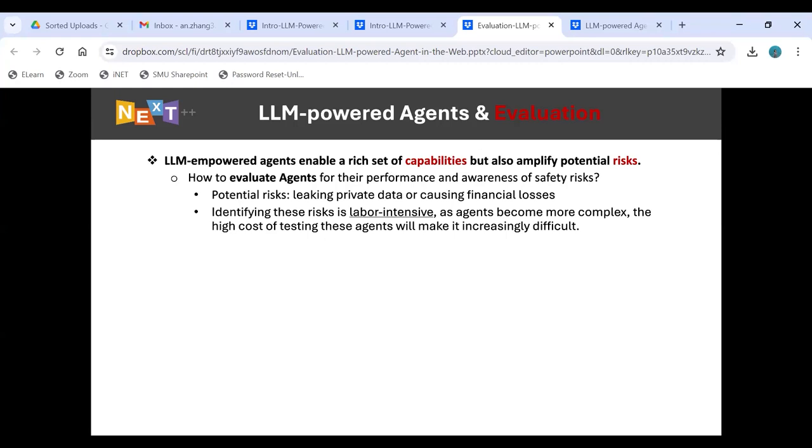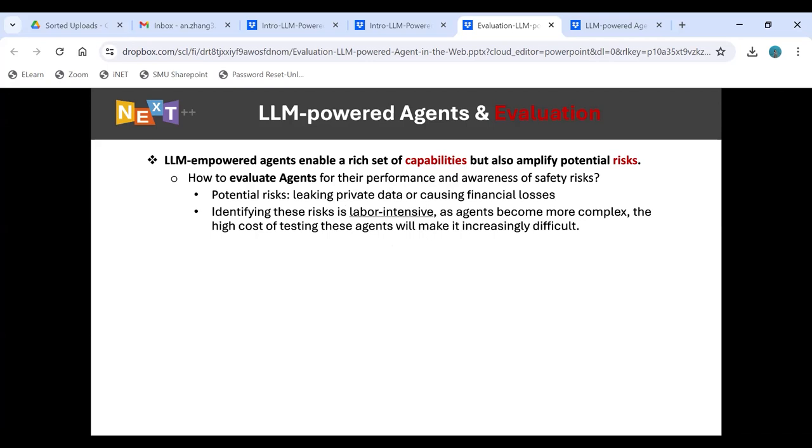Well, after a long tutorial, we all agree that large language model empowered agents are powerful, do we? If this is correct, then agents can enable a rich set of capabilities, and potential risks rise. Because when we're using tools, it could leak private data or cause financial losses, because we can access some other tools. So how to evaluate agents for their performance and safety risks is very important. But identifying this kind of risk is labor intensive, and because agents become more complex, the high cost of testing these agents will make it difficult.